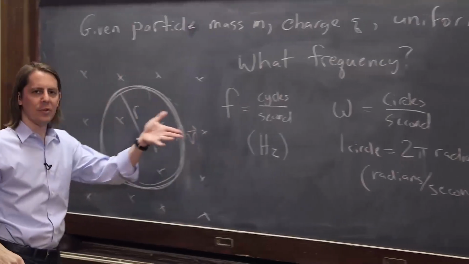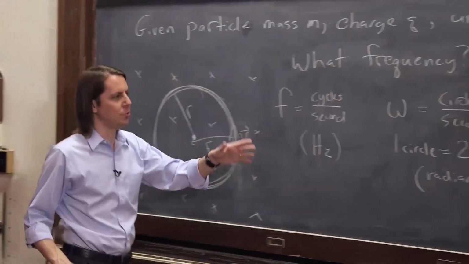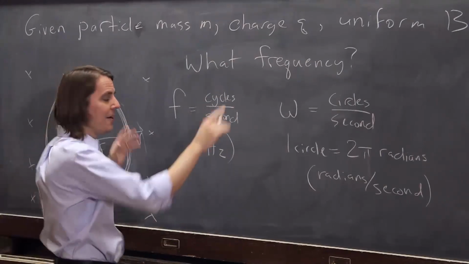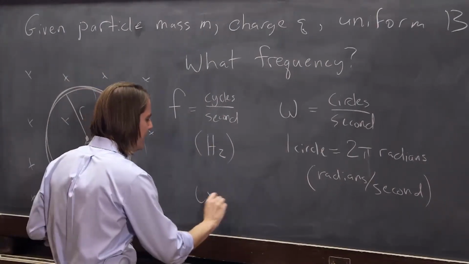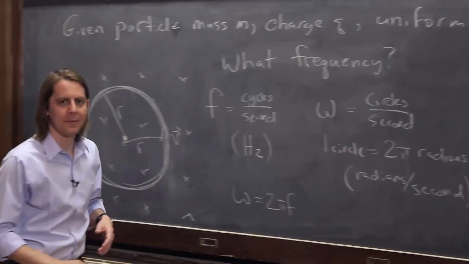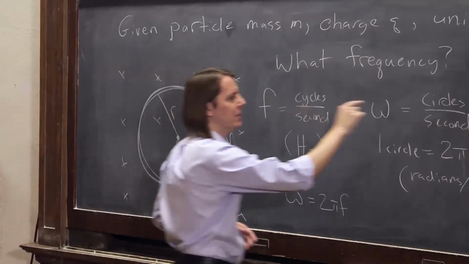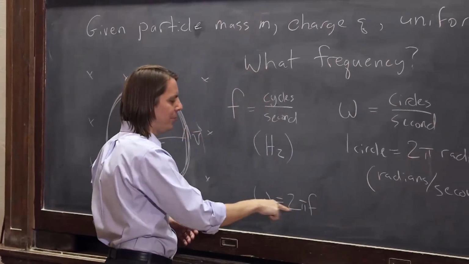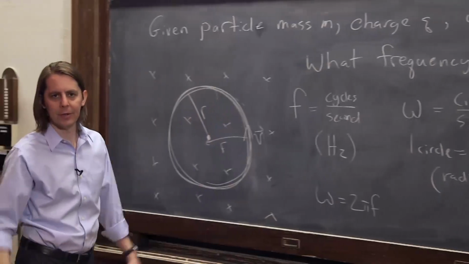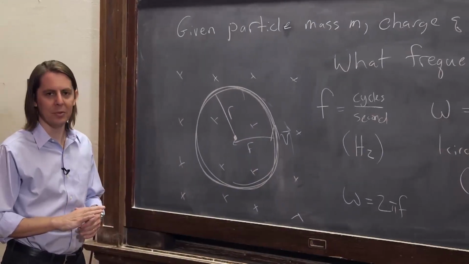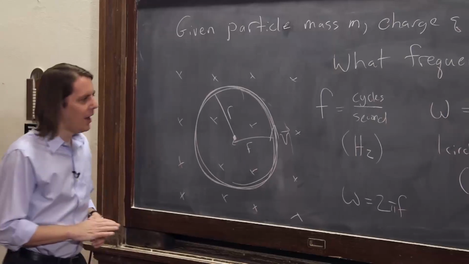So if you grew up with hertz and you love hertz, you've got to give it up. You've got to switch to omega. They're the same thing. There's no difference. It's really just a factor of 2 pi. Omega in any problem you're doing is always 2 pi times f, because one cycle, a circle, is 2 pi radians. So you just multiply your cycles by 2 pi and you get omega. If you're not used to omega, get used to it, because we're going to be using it a lot. That's what we usually use in physics.